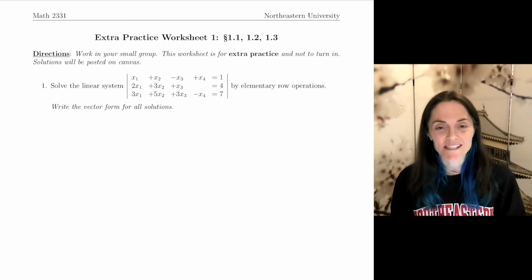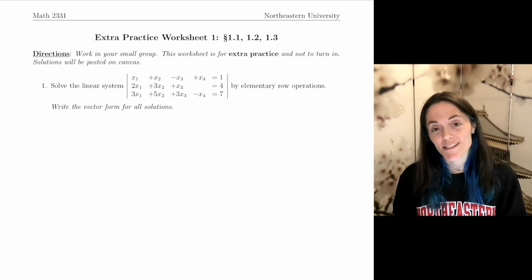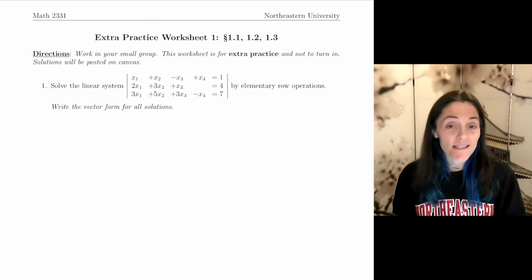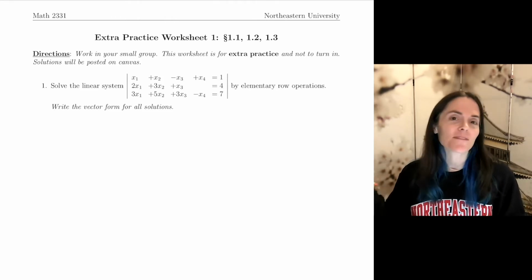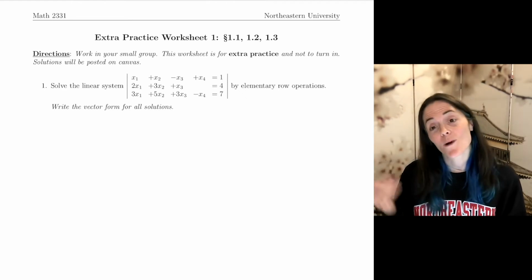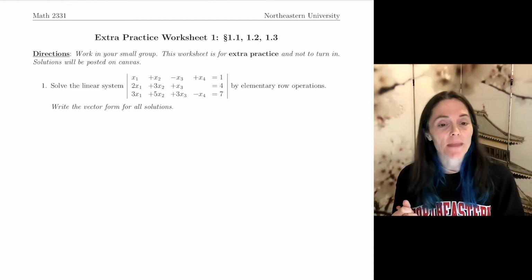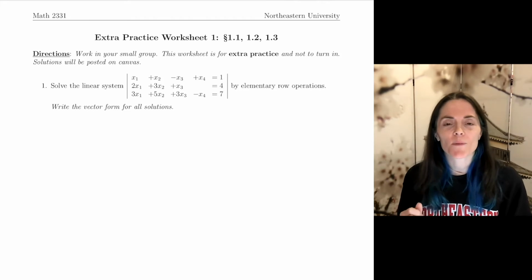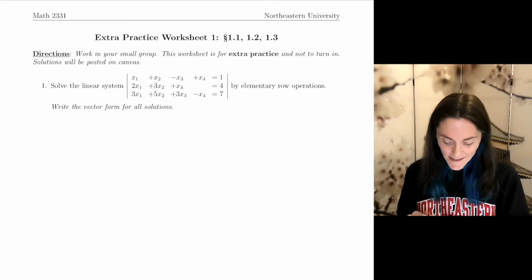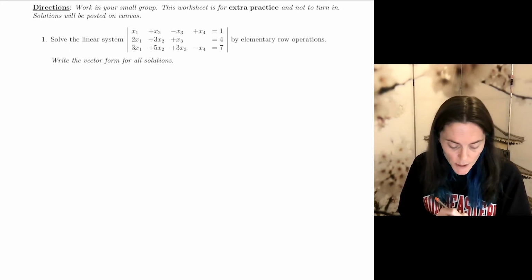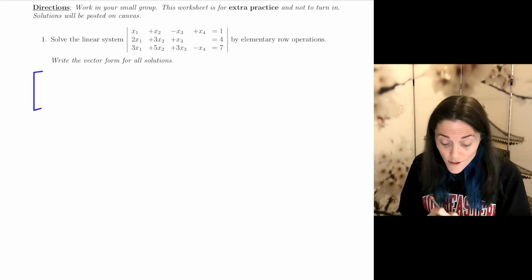Hello, linear algebra students. This is our first extra practice worksheet, and the topics for this worksheet cover some of the material in sections 1.1, 1.2, and 1.3. So for our first example, we want to solve a linear system, and let's write down the augmented matrix as our first step.